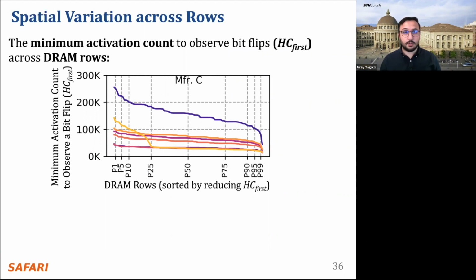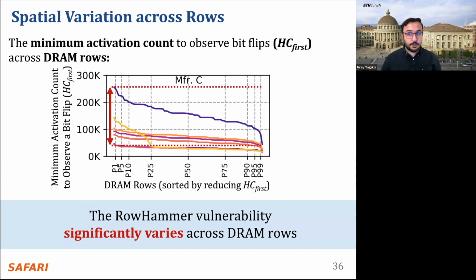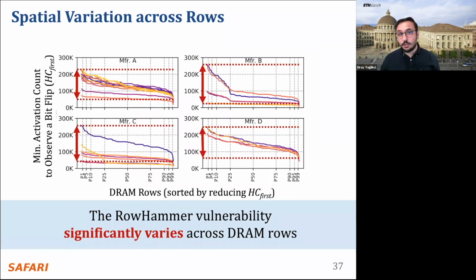Each curve in this plot represents a different DRAM module. We observe that HC first values, and thus the RowHammer vulnerability, significantly varies across DRAM rows. The significant variation can be observed on modules from all four manufacturers.